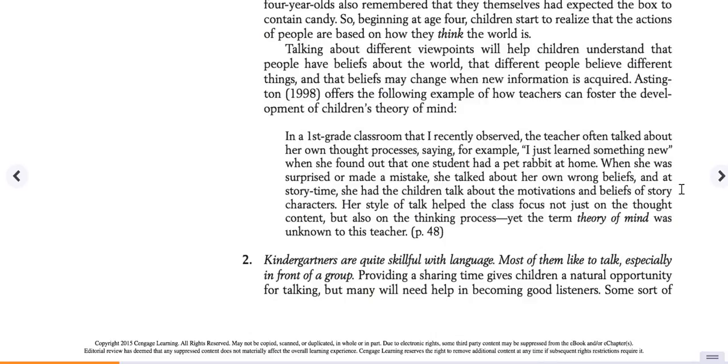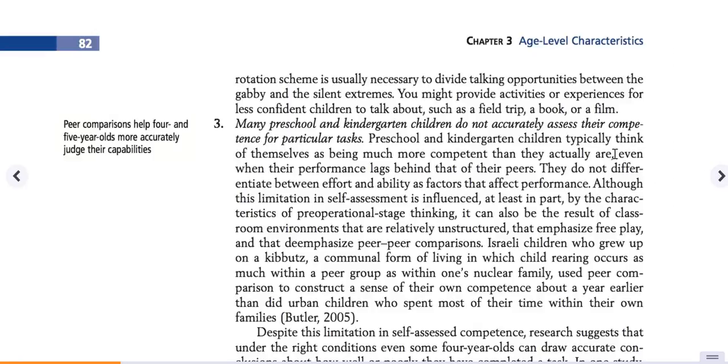Kindergartners are quite skillful with language. Most of them like to talk, especially in front of a group. Providing a sharing time gives children a natural opportunity for talking, but many will need help in becoming good listeners. Some sort of rotation scheme is usually necessary to divide talking opportunities between the gabby and the silent extremes. You might provide activities or experiences for less confident children to talk about, such as a field trip, a book, or a film.